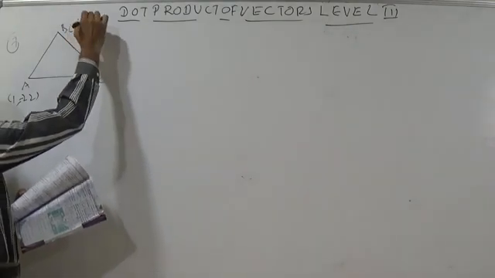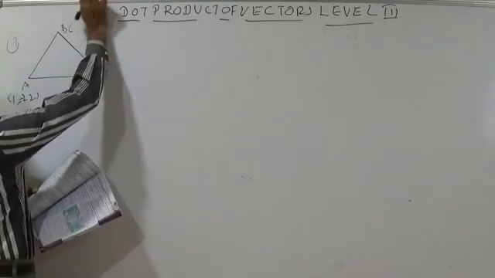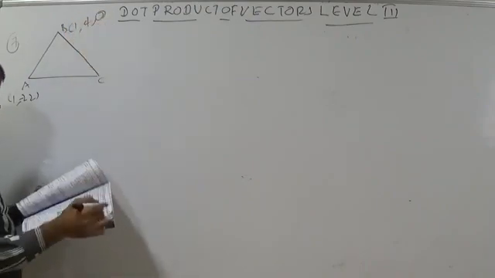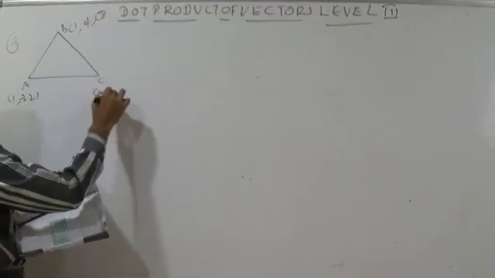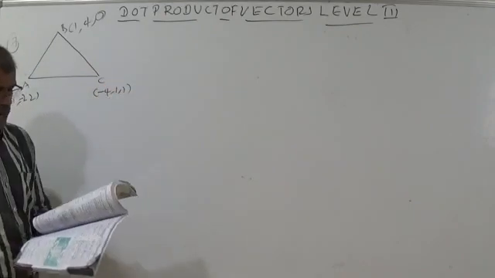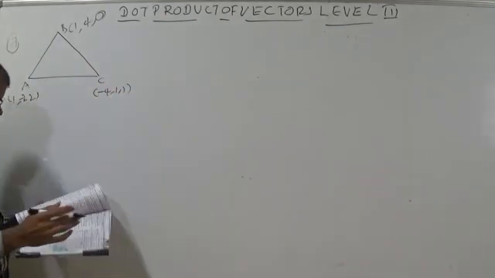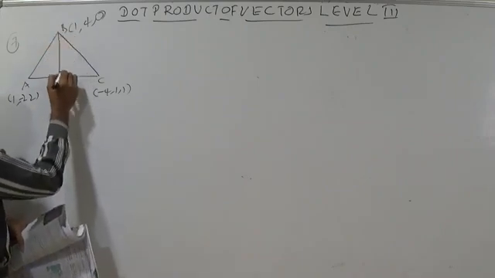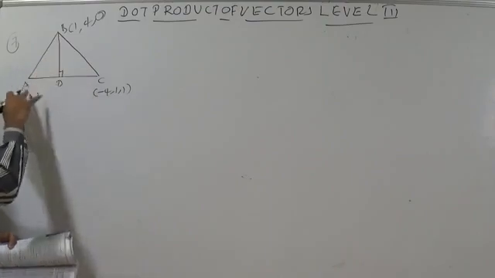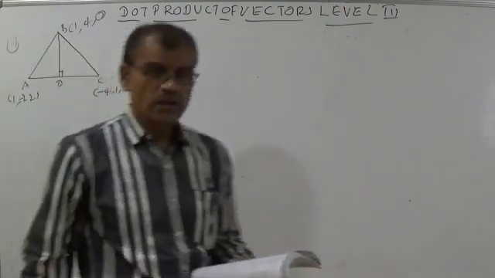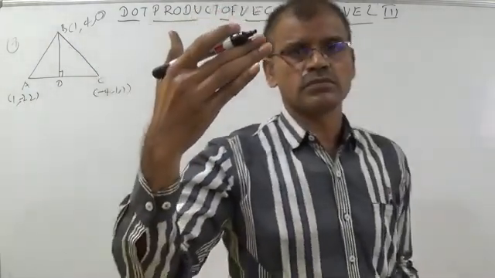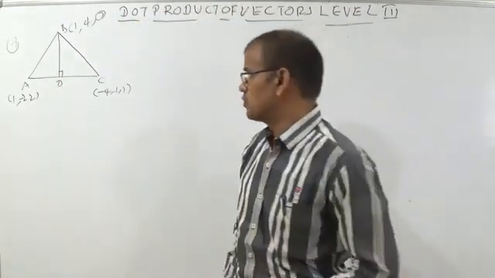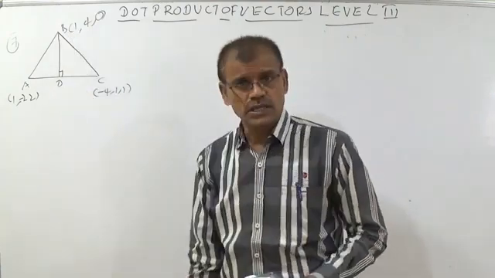B value is (1, 4, 0). C value is (-4, 1, 1). Let M be the foot of the altitude from B to the side AC, not BC. The perpendicular drawn from a vertex to the opposite side is called the altitude. The altitude is drawn from B to the side AC.